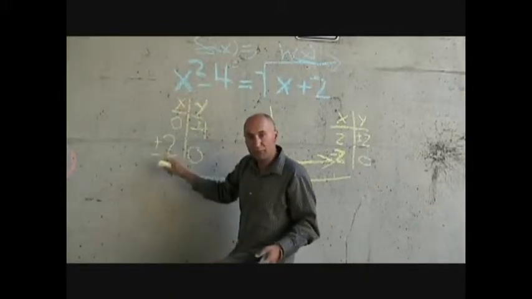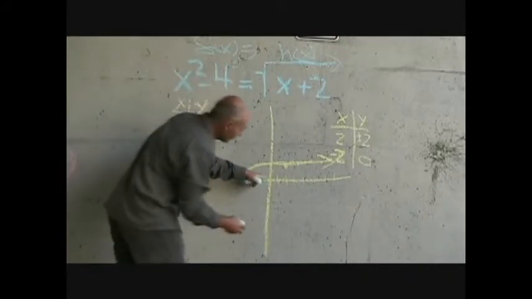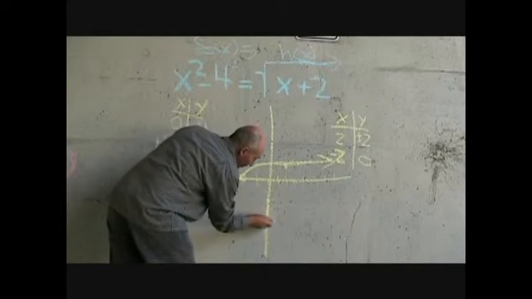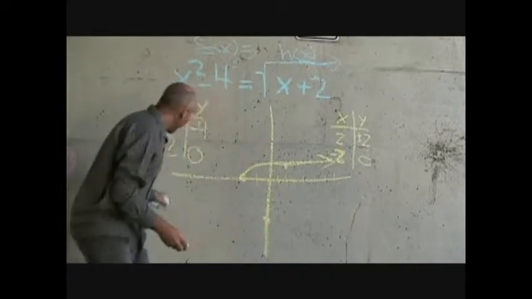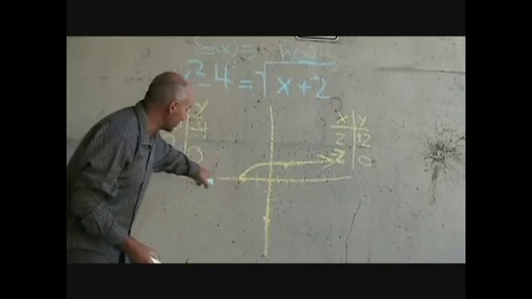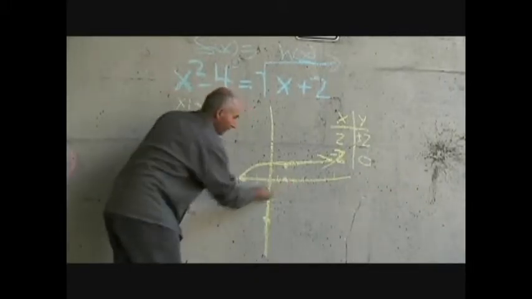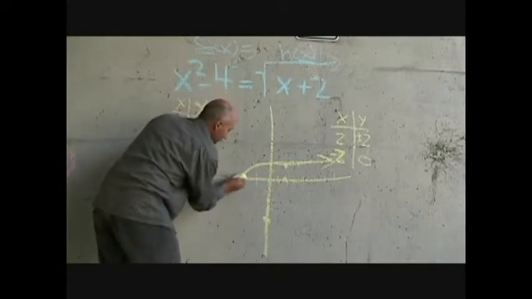So we have 3 points here: 0 and negative 4, and 2 and 0, and negative 2 and 0. So when x is 2, y is 0. When x is negative 2, y is 0.